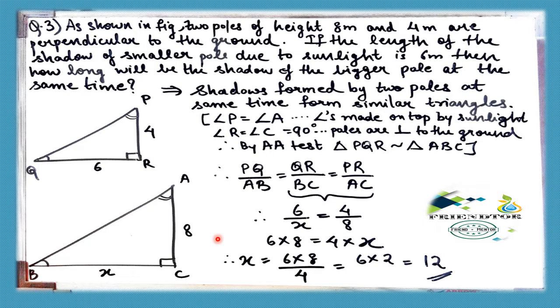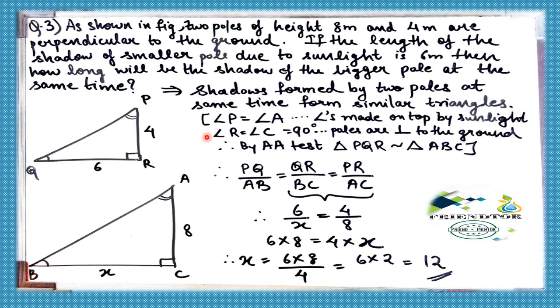It's a very simple and precise observation: shadows formed by two poles at the same time form similar triangles. Now how do they form similar triangles? We have to cross check with some test that we learned. If you observe, one point is that both the poles are perpendicular to the ground, so they make a 90 degree angle at the base. So we got one pair of congruent angles: angle R is equal to angle C, since the poles are perpendicular to the ground.